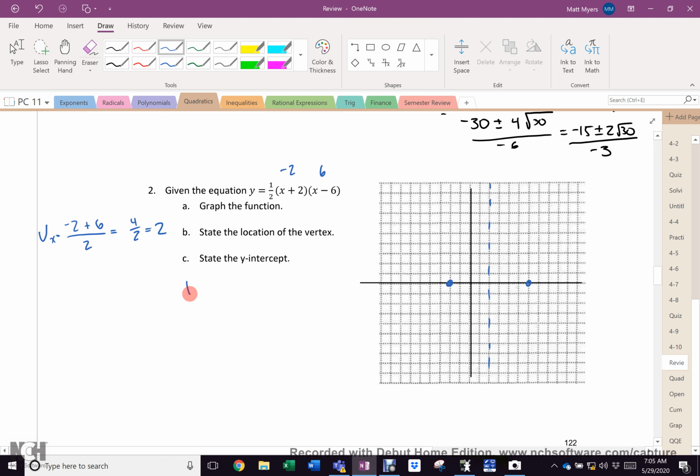Then my vertex x equals 2. So vertex y equals 1/2 of 2 plus 2 times 2 minus 6, which is 1/2 of 4 times -4, which is 1/2 of -16, which is -8. 2, 3, 4, 5, 6, 7, 8. There we go. So my vertex is at 2, -8. So now I can graph it.